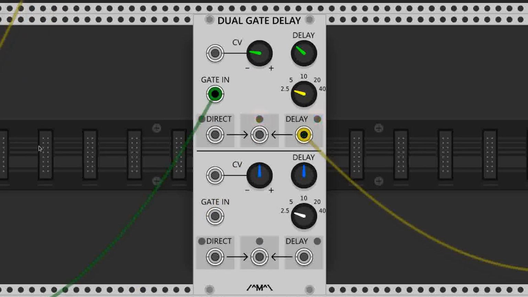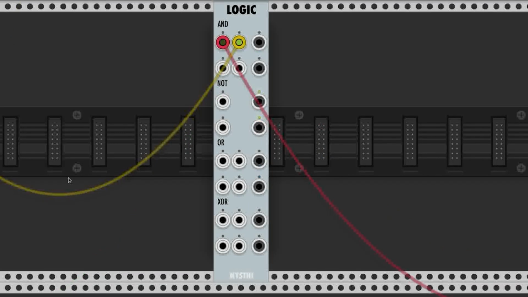Here we have the gate delay. This is a pretty straightforward module. It takes a gate and delays it by a specified amount of time. This specific gate delay also has a combined output. That is a logical combination of the original gate and the delayed version. This module will be very important for generating out-of-tempo ornamental rhythms.